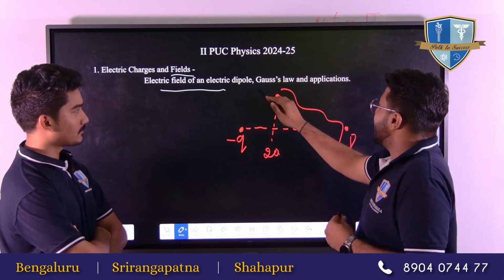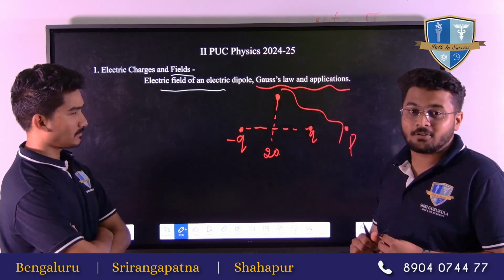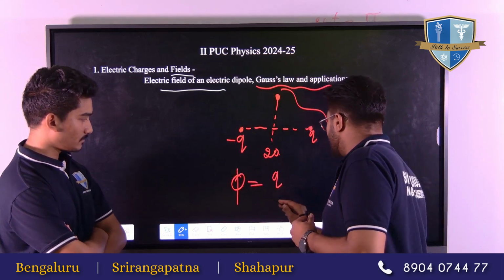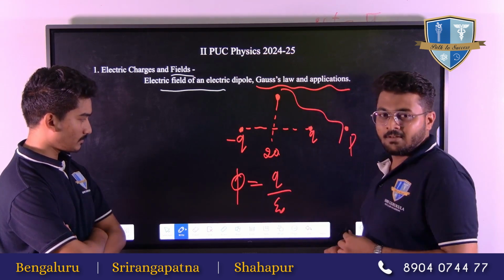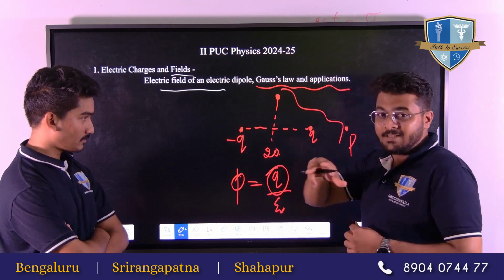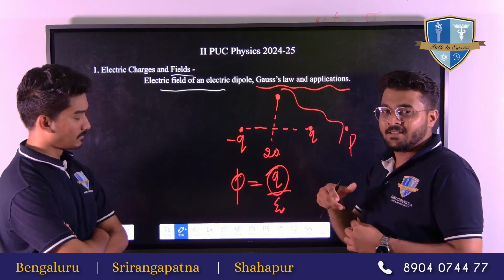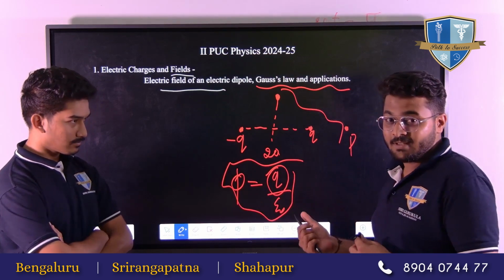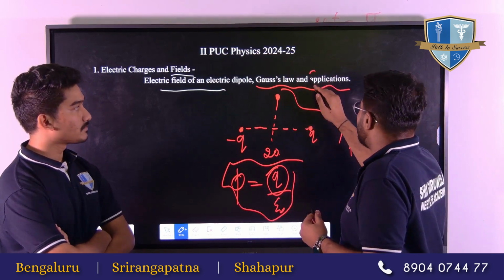Okay. And what is the next topic? That is Gauss law. What is Gauss law? Flux equals Q by epsilon naught, where Q is the total charge enclosed in a surface. So they will ask questions or numericals based on this, or else they may ask based on the applications.